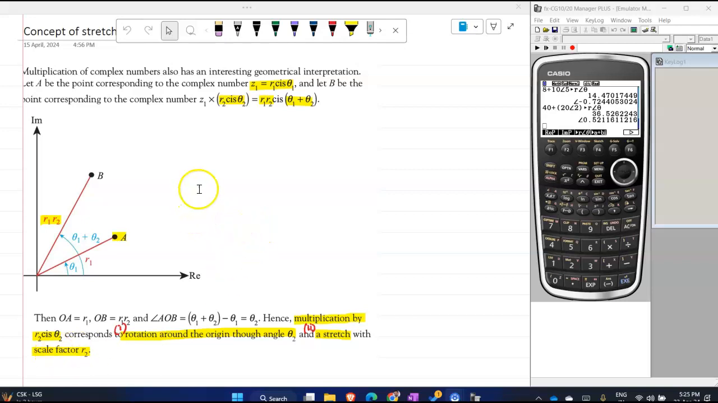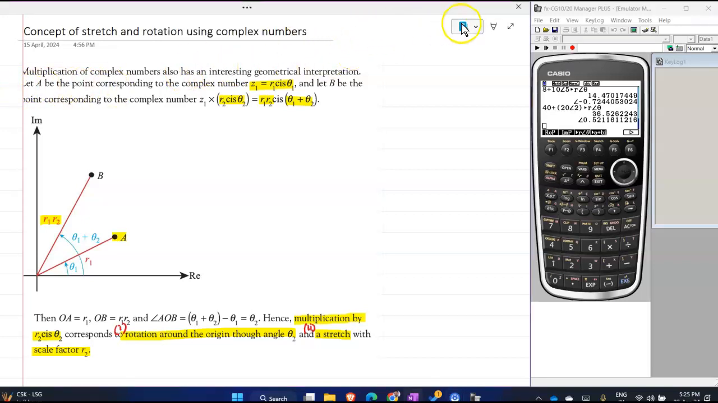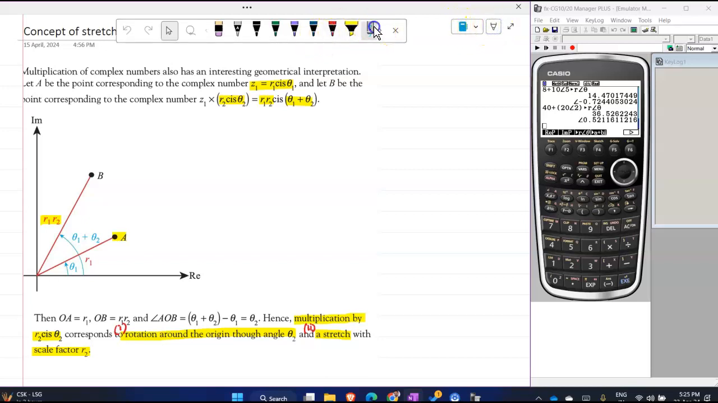Okay. So multiplication of complex numbers also has an interesting geometrical interpretation. You've been given this point A, which is represented by a complex number, Z1. Let B be another point which corresponds to the multiplication of Z1 with some other complex number. When you multiply these two, you will get the complex number that represents B.